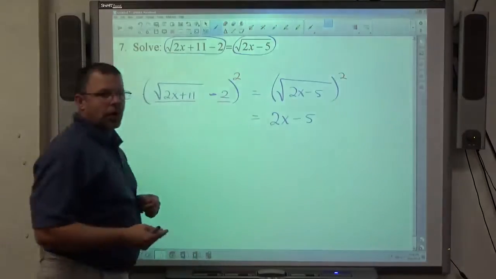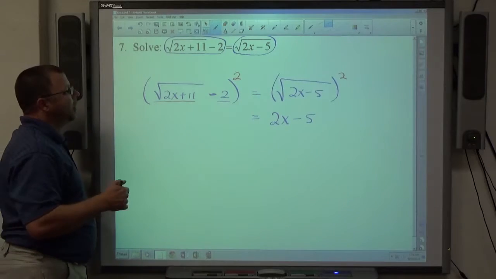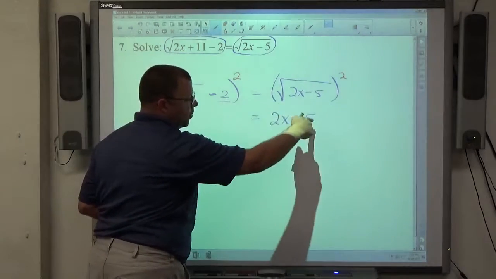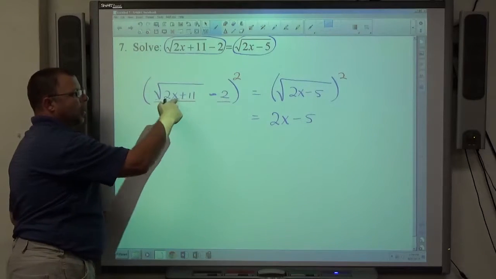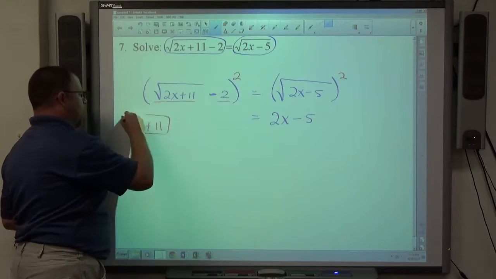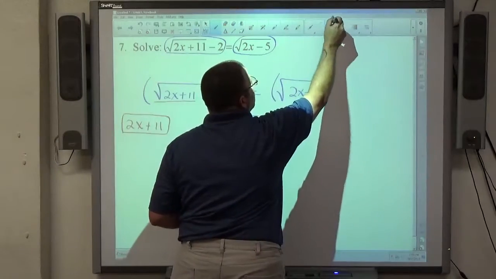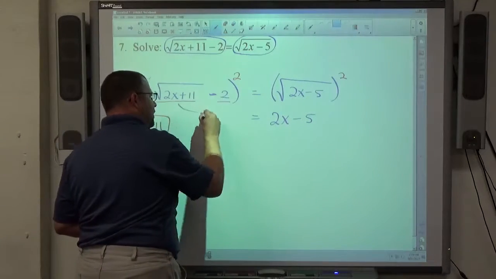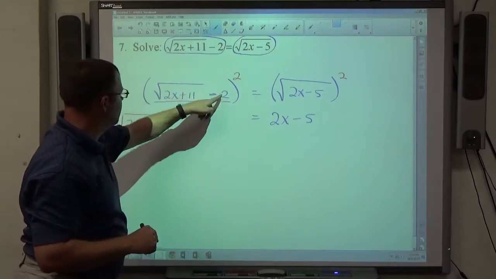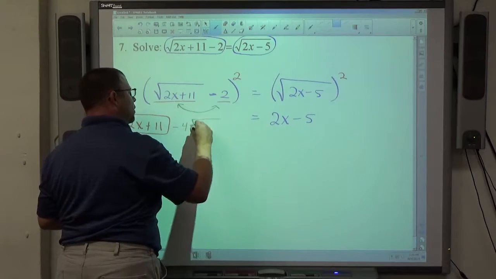And the shortcut for squaring a binomial, as we learned earlier this year and also last year, is we square the first object. So just like the square root of 2x minus 5 squared was just 2x minus 5, the square root of 2x plus 11 squared is just going to be 2x plus 11. That represents the first object squared. The second piece of the shortcut is we multiply these together and double the product. So 2 times negative 2 times the square root of 2x plus 11 makes negative 4 times the square root of 2x plus 11.